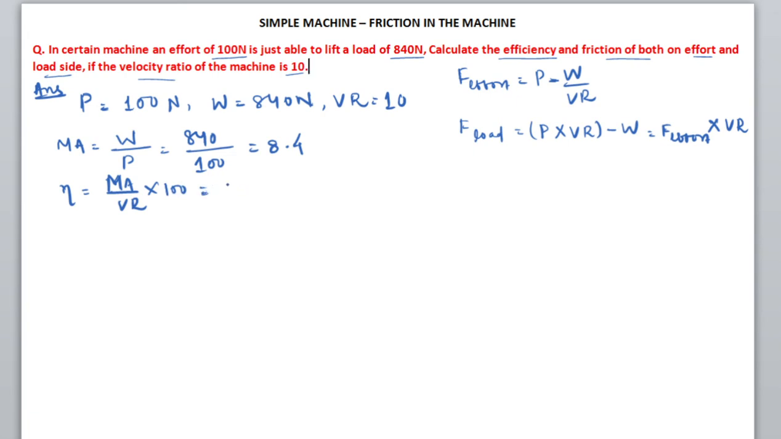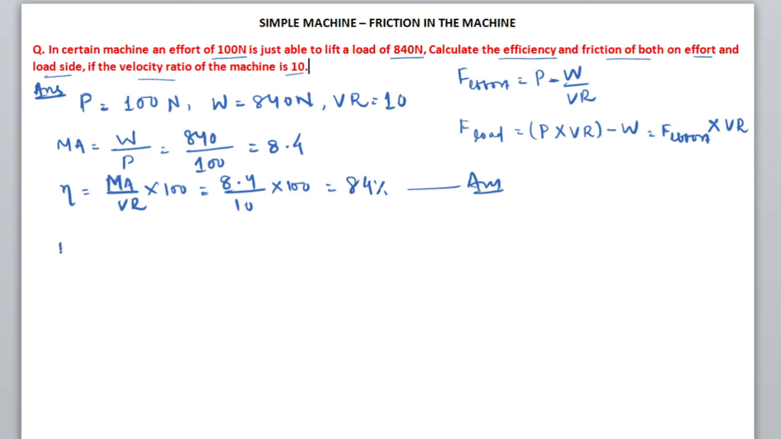So I am doing in terms of percentage. Mechanical advantage is 8.4, velocity ratio is 10, into 100. You will get 84% as the efficiency of the machine. This is the answer of the first part. Then we will go to friction, on both sides, on effort side and on load side.